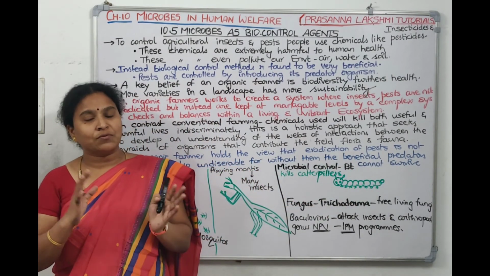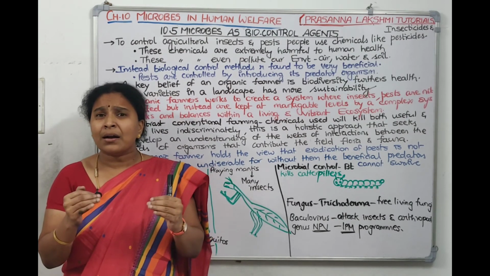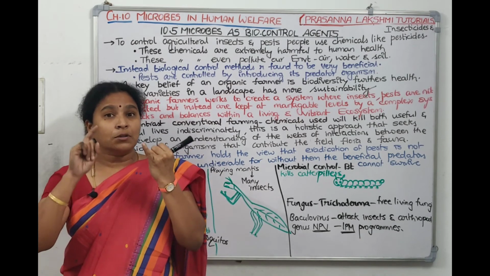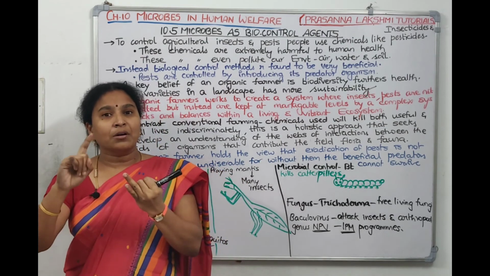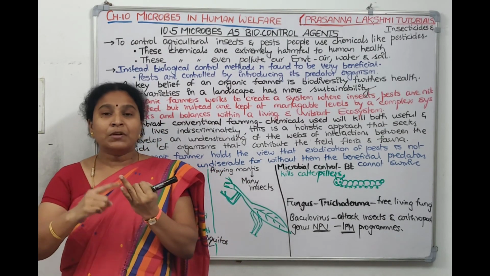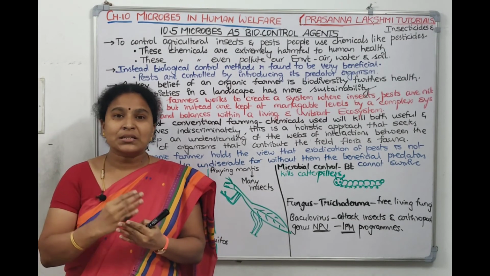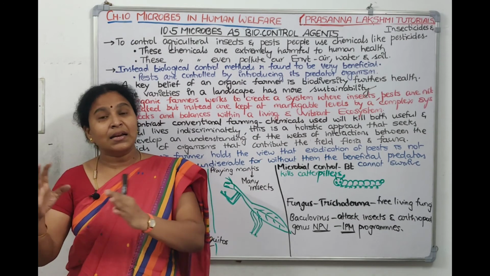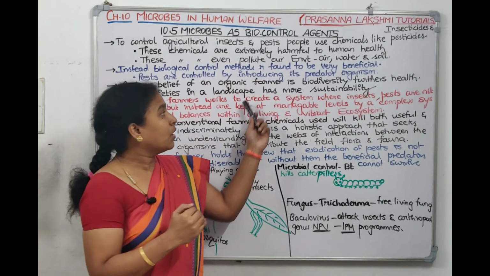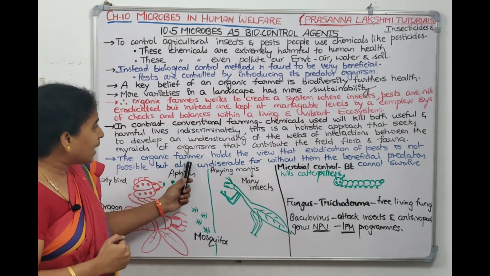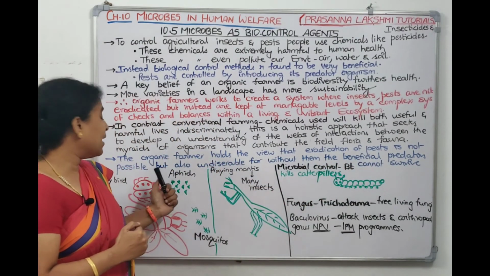So you have to switch to organic farming. When you are switching to organic farming, you should have a complete understanding of the life cycle of the pest, its habitat, the time it comes out, which type of fodder or plants it eats, its complete life cycle, and the interconnecting webs. You have to understand that, and only then can you go with organic farming, right? The organic farmer holds the view that eradication of pests is not completely possible.